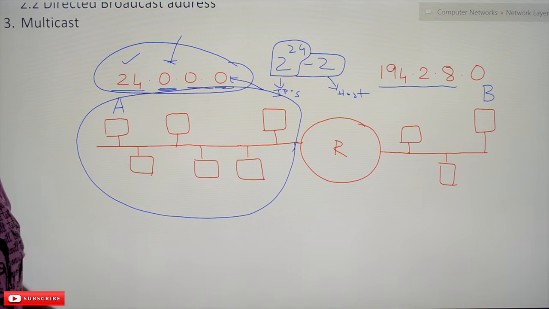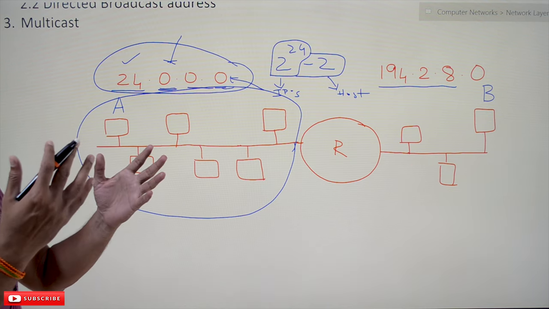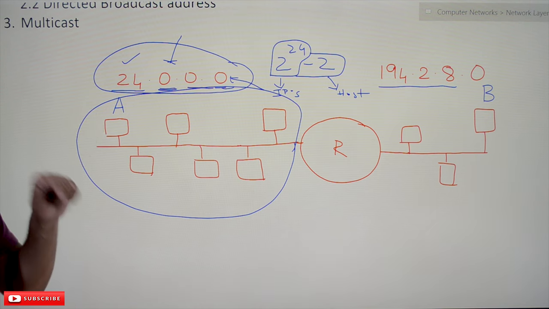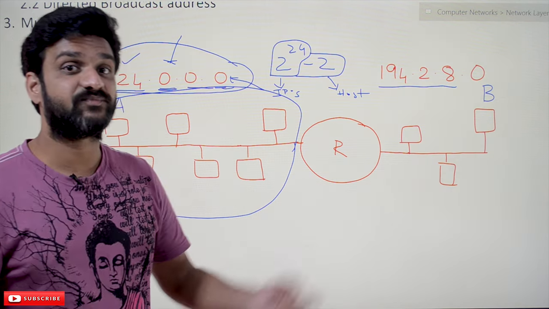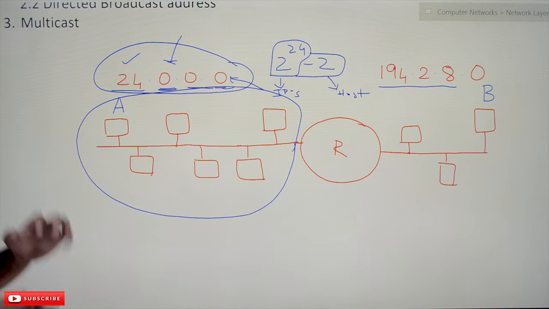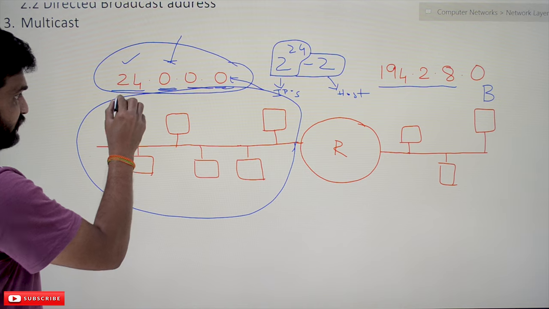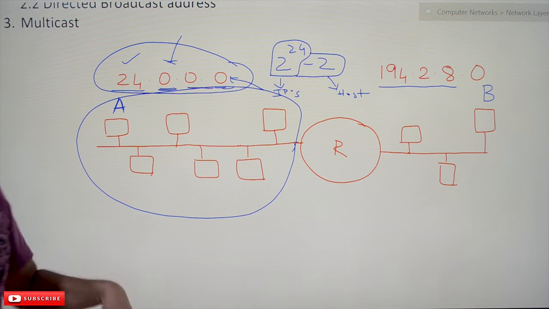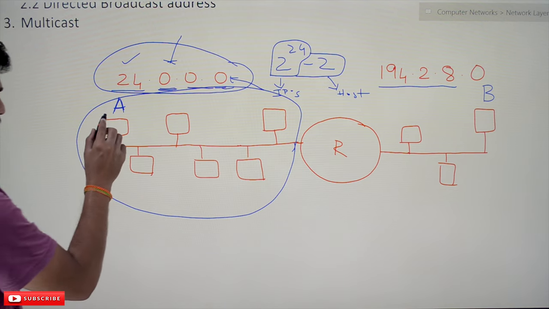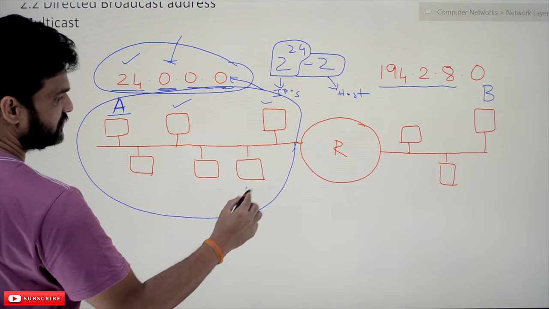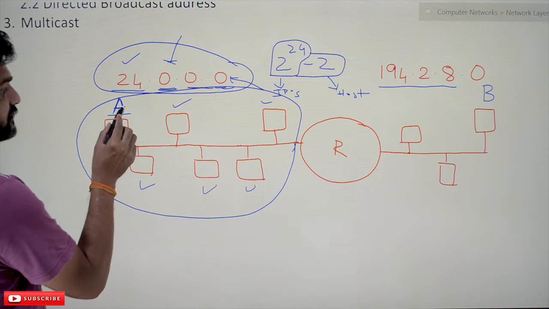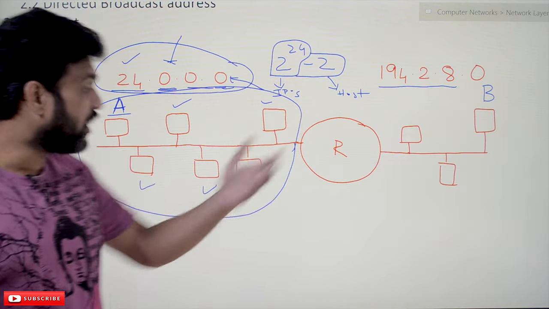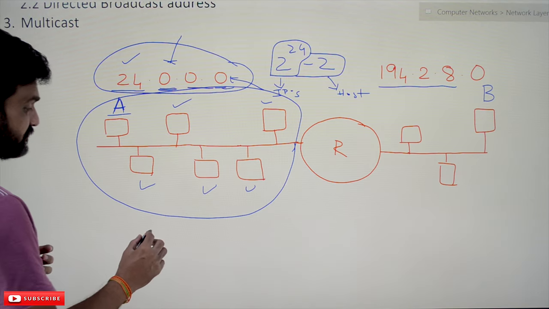The name itself states that broadcasting is transmitting the data to all the systems in the network. Again, we have two types of broadcasting. One is limited broadcasting, the other one is directed broadcasting. So what is limited broadcasting? For example, if a system in a network wants to send a message to all the systems within the network, for example, A wants to send the message to all the systems, then this is what we call limited broadcasting. In such cases, how will the message get transmitted? You may have a doubt about how that message will get transmitted.